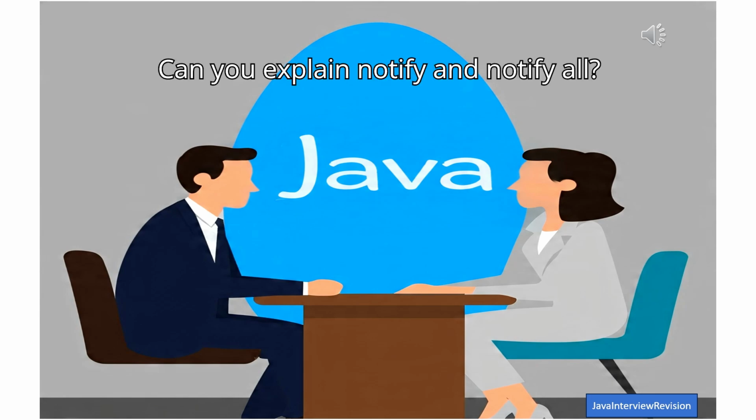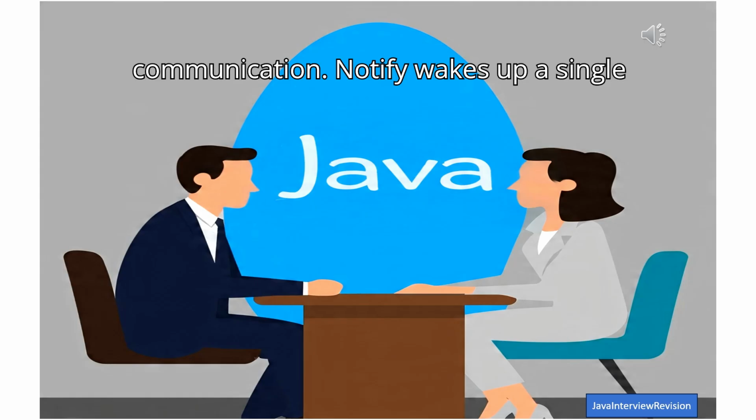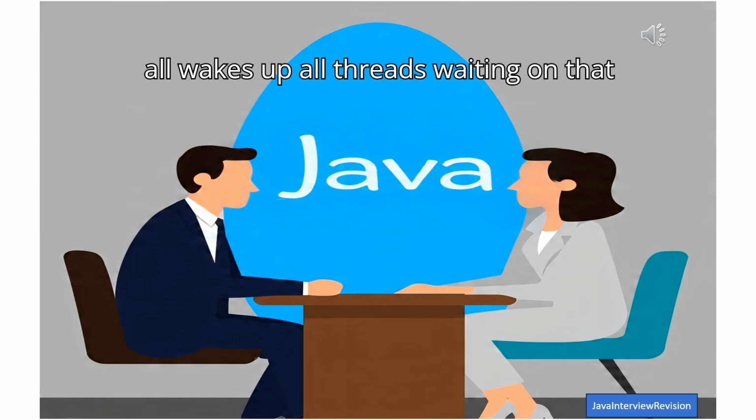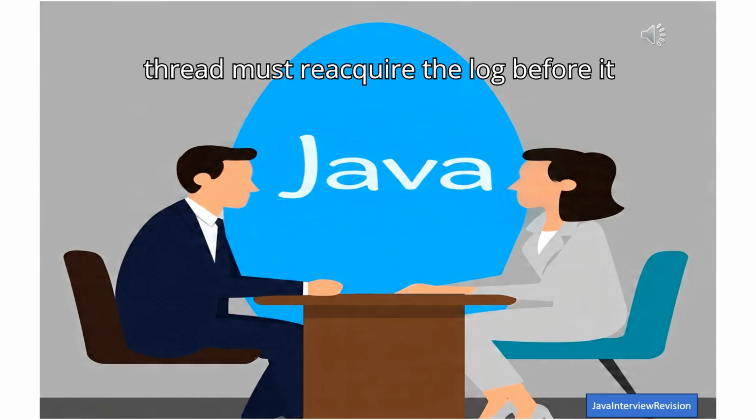Can you explain notify and notifyAll? Both are used with wait for communication. Notify wakes up a single waiting thread chosen arbitrarily. NotifyAll wakes up all threads waiting on that object. But even after being notified, a thread must reacquire the lock before it can proceed.